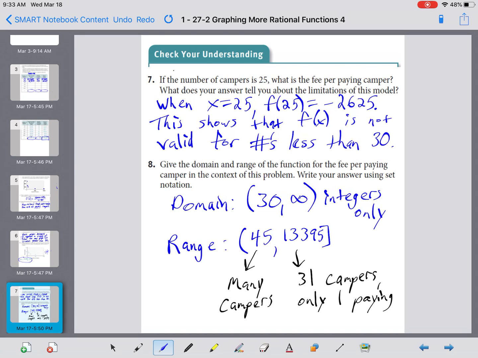The big thing to notice here is the domain. Now, because of that x minus 30 in the denominator, we can't be less than 30. Now, there are x values we can plug in less than 30, but in the context of this problem, we have to start at 30 going to the right forever. All right. Well, I hope that made sense.